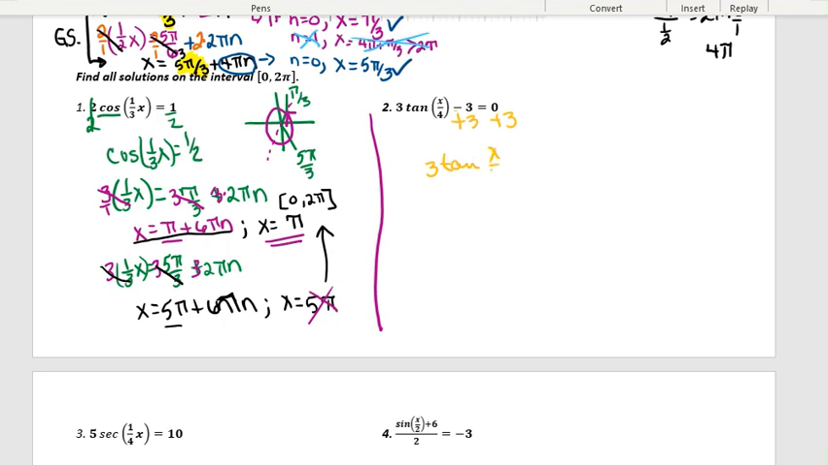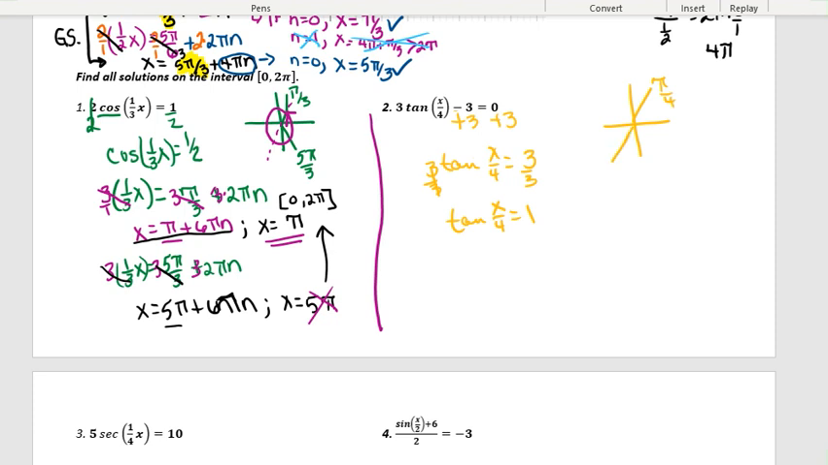Tangent of x over 4 equals 3. Divide by 3 and we get 1. Now, tangent is a special bird. Tangent of x over 4 equals 1. What's cool about tangent? We should all know where it's 1. It's 1 at pi over 4, at 45 degrees.